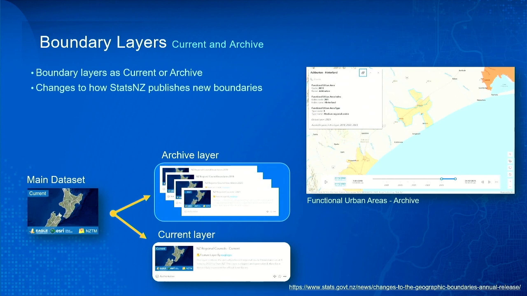So if you just need the latest boundary layer, just use that one in your maps. Should make it easier. Stats New Zealand, they have also changed the way that they publish the boundary layers. So they used to publish them every year, but there weren't always changes. So what they are doing now is they're only updating them if there are actual changes. So what that means for 2024 is that basically all of the layers from 2023 are still valid, except for the mesh blocks. And you can find all these layers in Living Atlas, obviously.